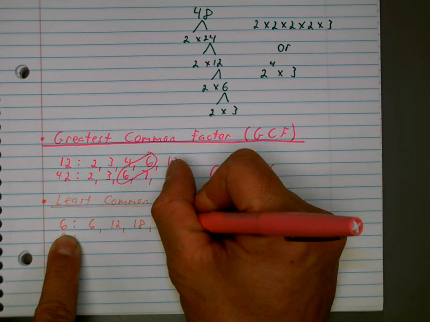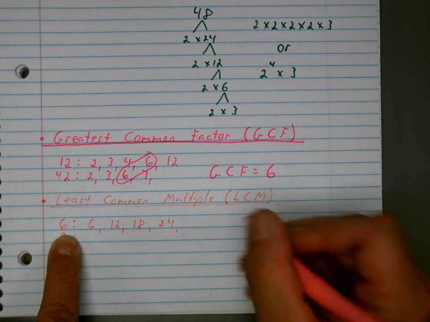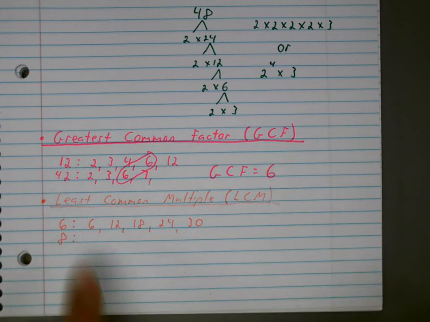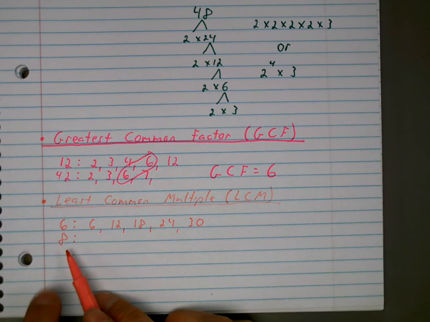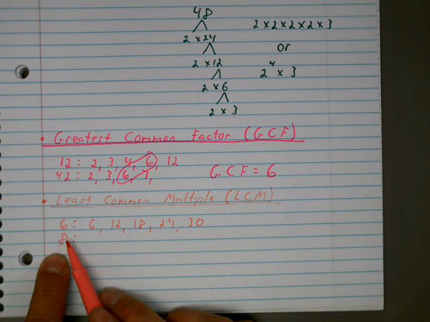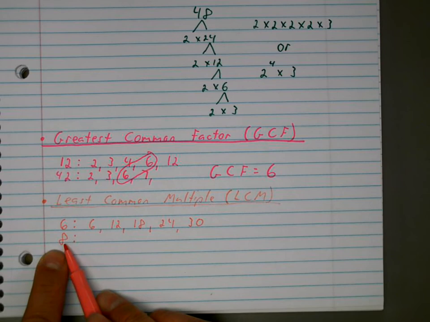6 times 4 is 24. And 6 times 5 is 30. So I'll stop there, and I'll go down to my 8. Now the good thing about this is, once I find my match, I can stop. I don't have to keep going. So I'll do the multiples of 8.